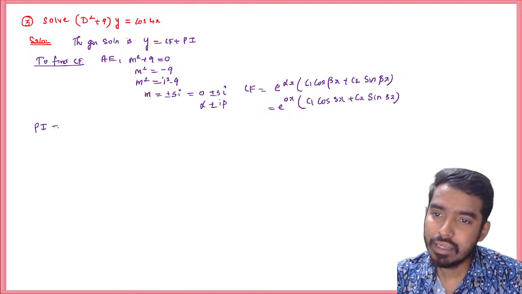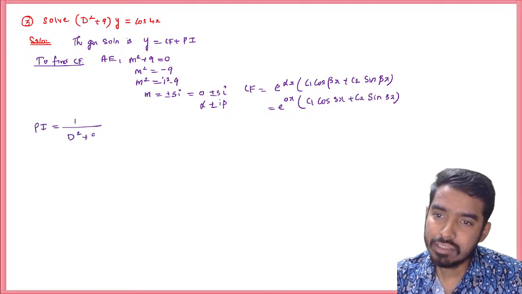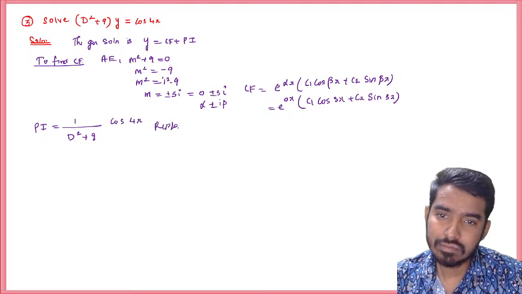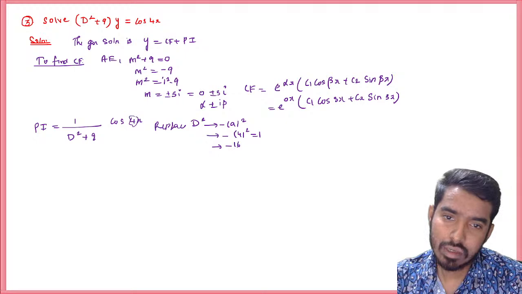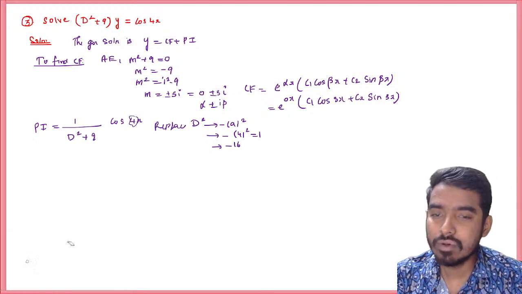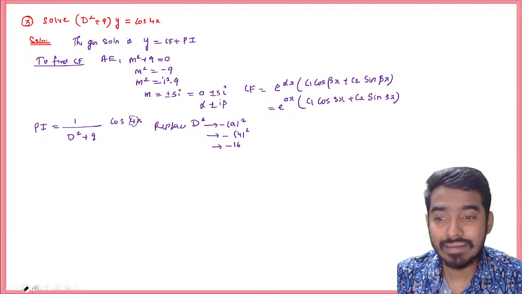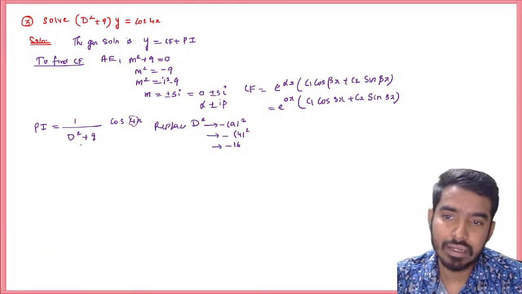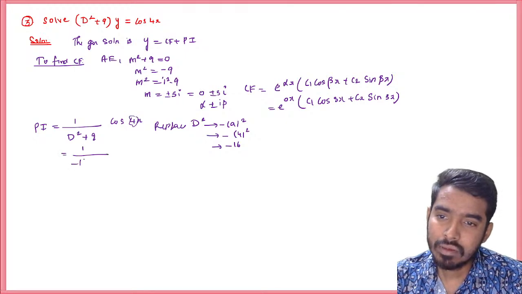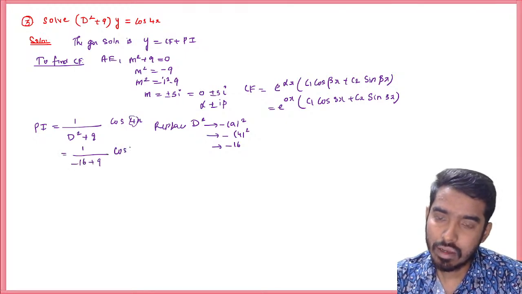Now to find PI, it is 1 divided by (D square plus 9) of cos 4x, right? So replace D square is equal to minus of a square. So a is 4 here. So it will be minus of 4 square, which is minus 16, right? So you have to replace D square by minus 16. D square will always be negative here, right? Because it is minus of something square. So this will be 1 divided by (minus 16 plus 9) cos 4x.